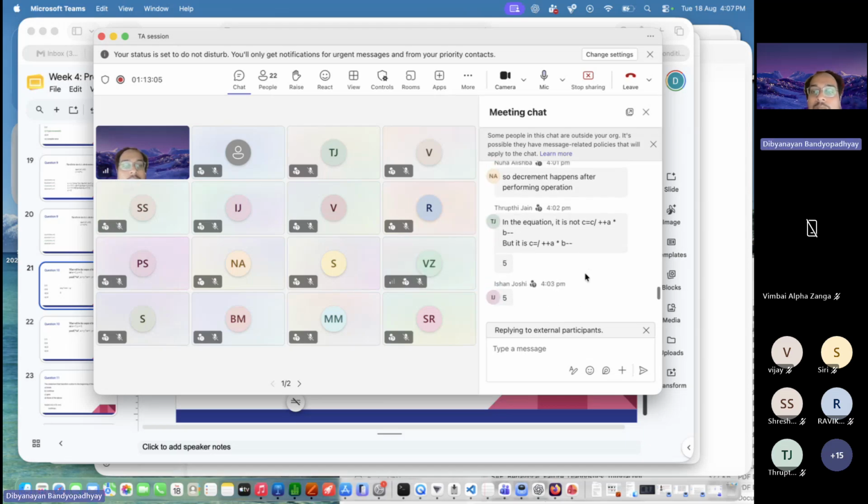In the equation, it is not c equal to c divided by plus plus a into b minus minus. But is c equal to divided? I don't understand.